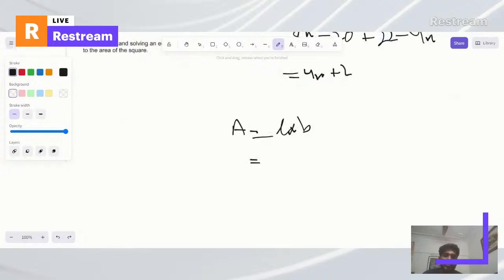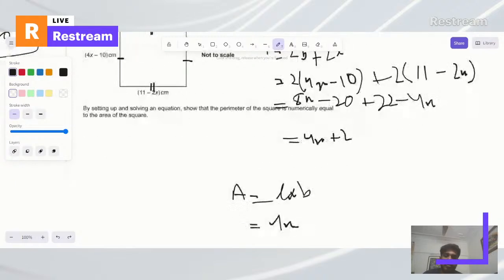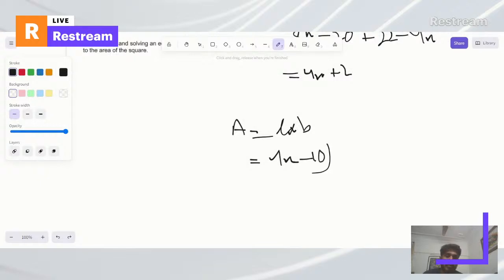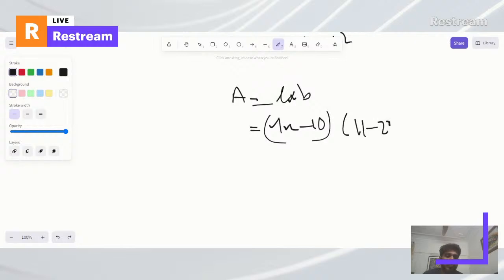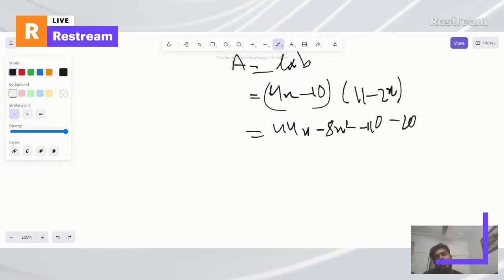Yeah, so it's going to be 4x minus 10x times 11 minus 2x. Okay, so if we multiply 4x with 11, it's going to be 44x, right? Now 4 multiplied by 2 is 8, so it's going to be negative 8x squared. Now it's going to be negative 110x, and this is going to be negative 20x, right? So let's solve it. We're going to be left with 44x negative 8x squared.